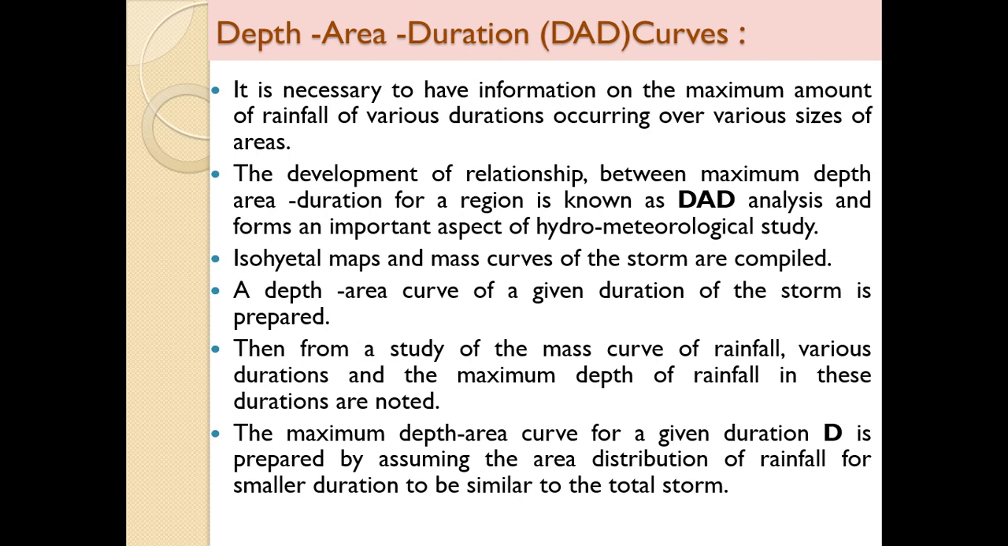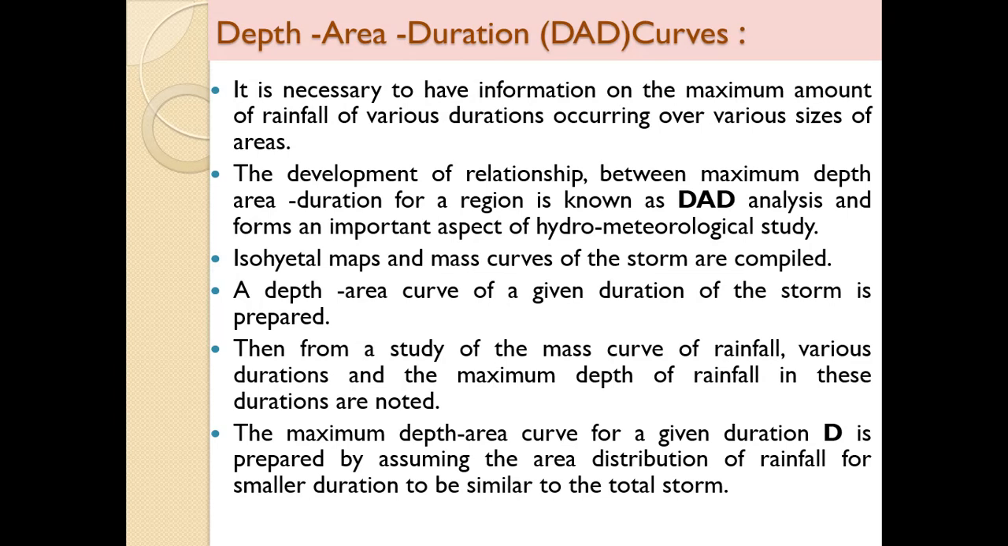So what are these DAD curves? It is necessary to have information on the maximum amount of rainfall of various durations occurring over various sizes of areas. It is very important to know the maximum amount of precipitation occurring over various areas of various durations. So the development of a relationship between this maximum depth, area and duration is called DAD curves. The development of relationship between maximum depth, area and duration for a region is known as DAD analysis. And this is very, very important as far as hydrometeorological study is concerned.